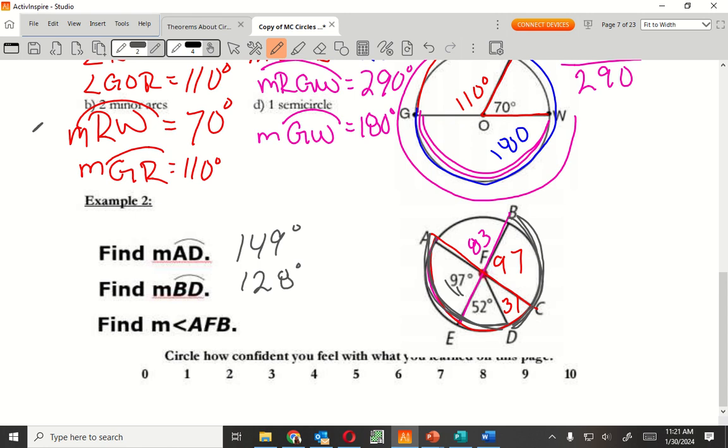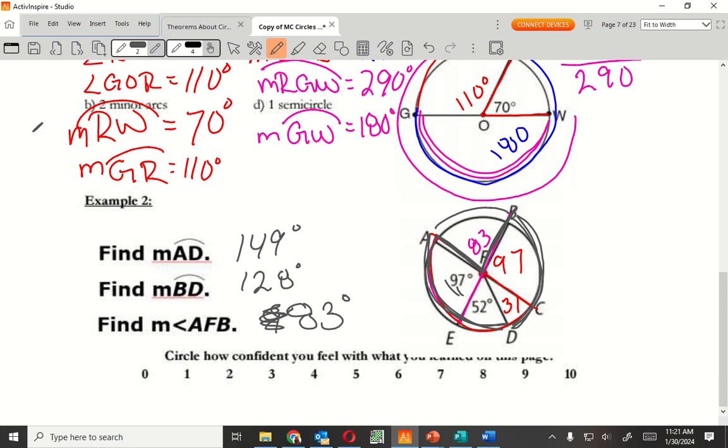Find the measure of AFB. So A to F to B. So remember, the central angle is the same as my pizza crust. 83. So that one's going to be 83. There we go. 83 degrees. All right. How do you guys feel about that?